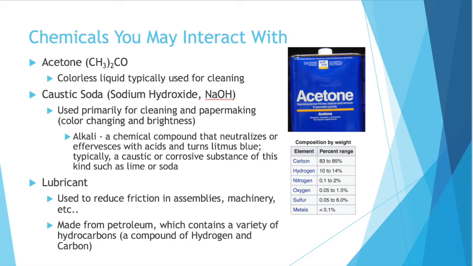Then you have caustic soda. This is also known as sodium hydroxide, NaOH. This is used primarily for cleaning and papermaking. It helps with color changing and brightness. It's one of the most widely used alkalis. Alkali is a chemical compound that neutralizes or effervesces with acid and turns litmus blue. So on the acidic scale, it's the opposite direction from acid.